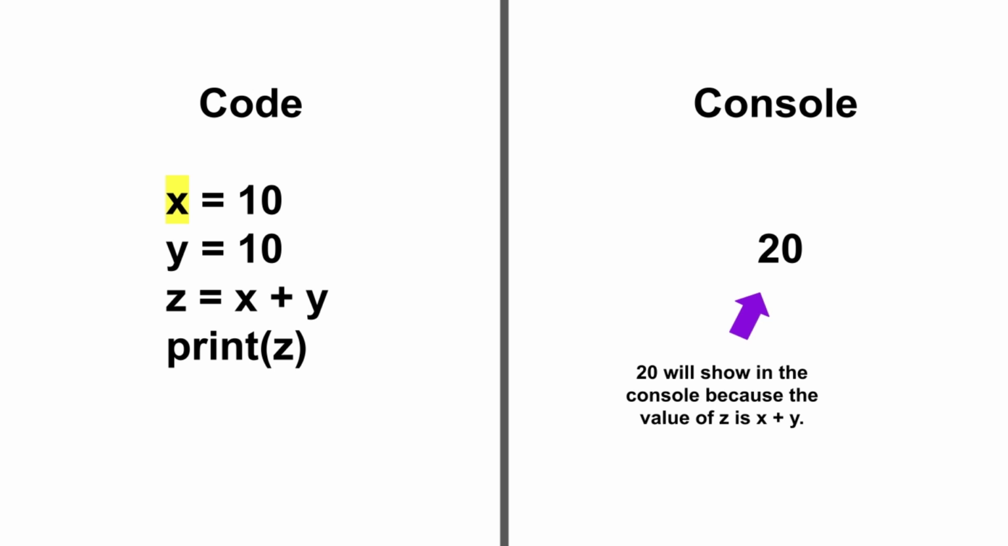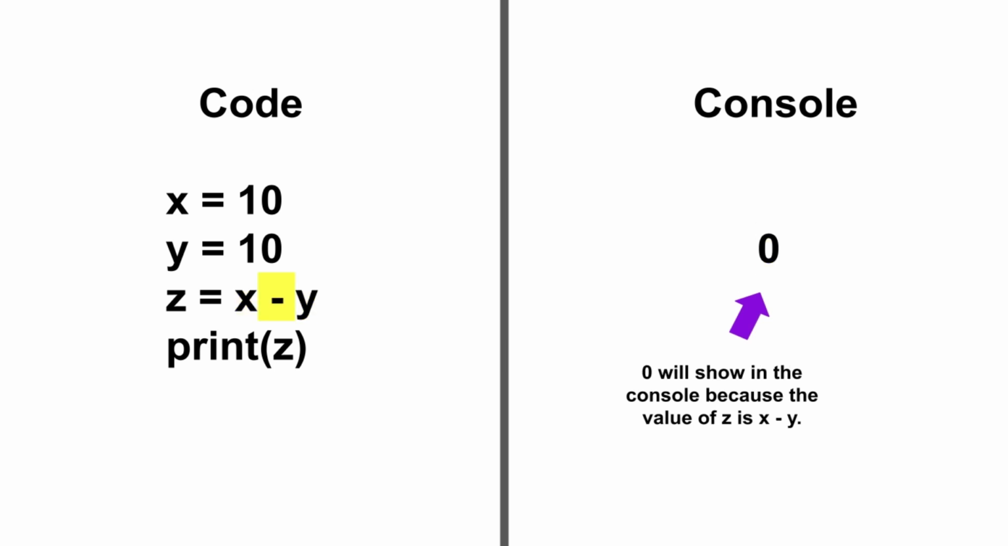For demonstration purposes, I have a small code here. X is set to 10, and y is also equal to 10. Z is the sum of both x and y. And finally, we will display z on the console. Since both x and y are integers and part of the numeric data type, we will be able to do math with them. This code will display 20 on the console.